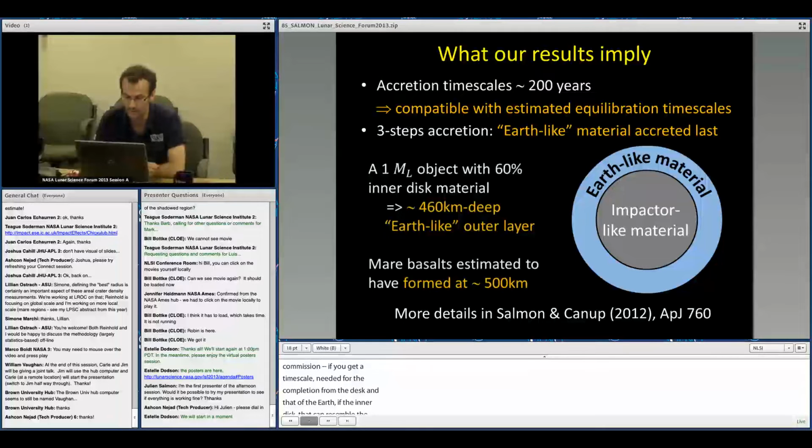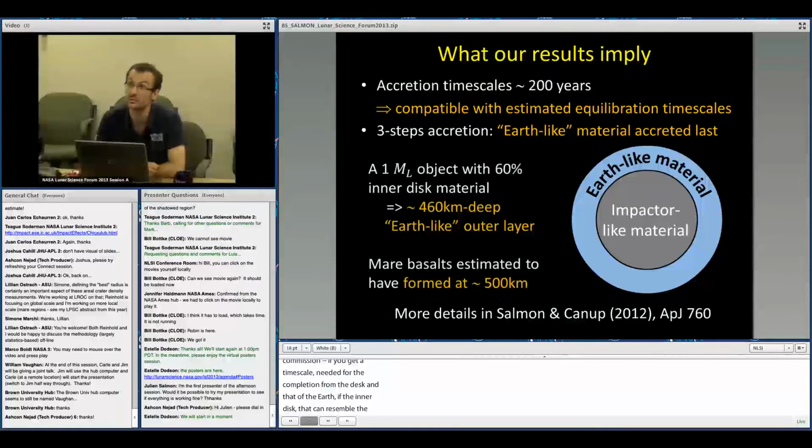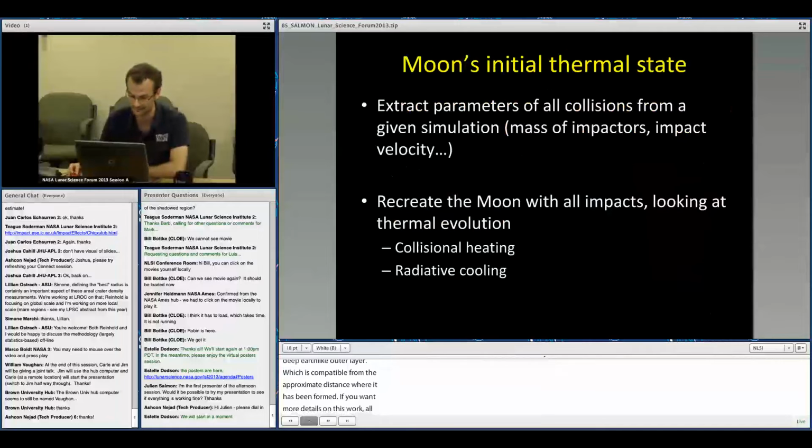And as a rough example, a one lunar mass object with 60% of inner disk material will represent a 460 kilometer deep Earth-like outer layer, which is compatible with the approximate distance where we assume that the Mare basalt has been formed. So if you want more details on this work, all the results have been published in the papers in ApJ last year.